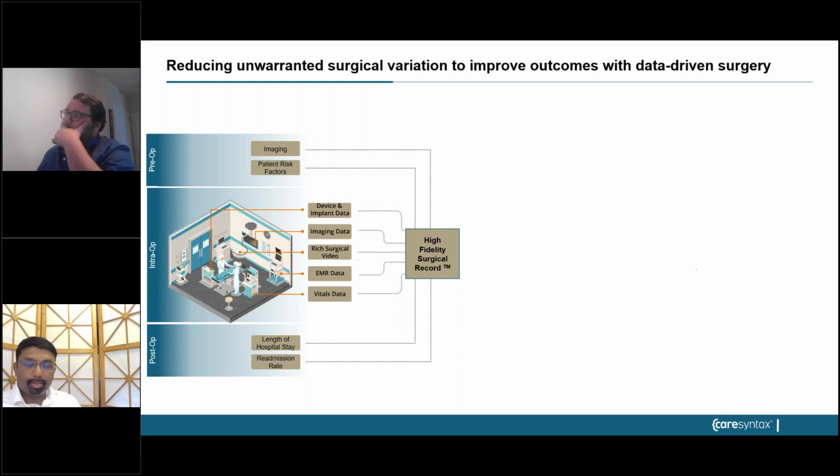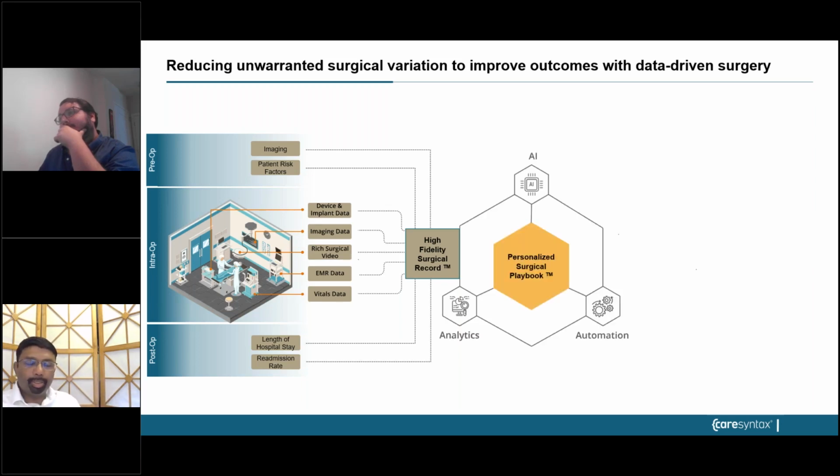You combine all of that into what we call the high fidelity surgical record, right? Which understands exactly what happened inside the operating room, because that's usually seen as something that's very opaque today. You then compare that with what the clinicians and the surgical teams really wanted to happen, right? That's what we call their personalized surgical playbook. All clinical teams have this construct of what best practices are objectively, what preferences are that they would like to see.